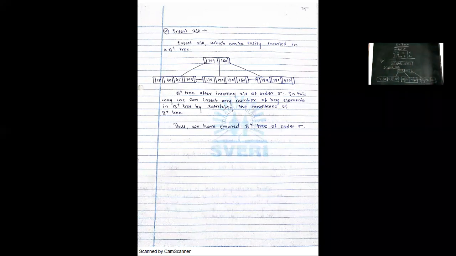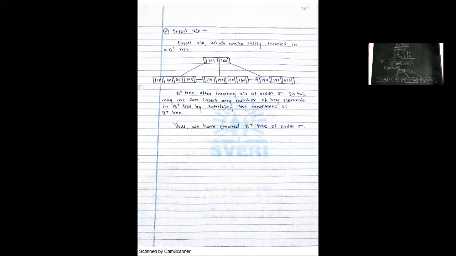210 is visible, Tom? Yes, sir. Okay. Now here, which can be easily inserted in the B plus tree. Now, after inserting 210 of order 5, in this way, we can insert any number of keys in a B plus tree, satisfying the conditions of the B plus tree. So here, in this way, we have completed the construction of B plus tree.